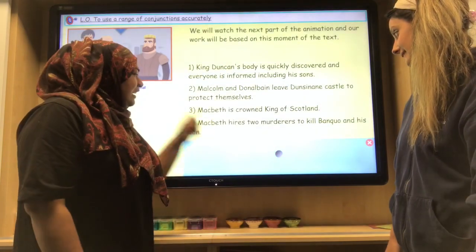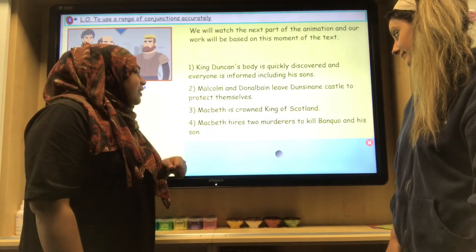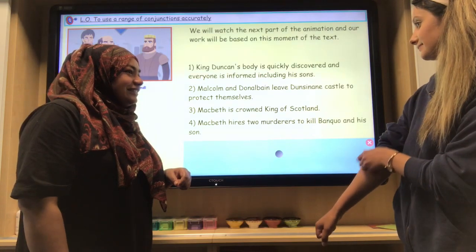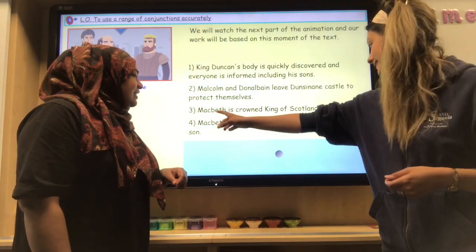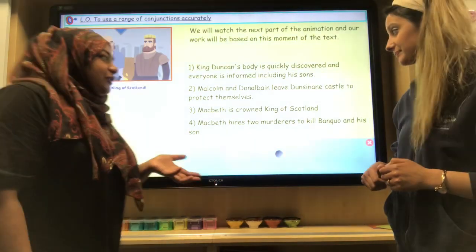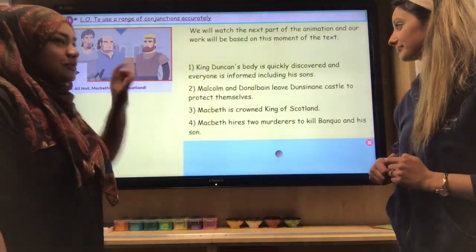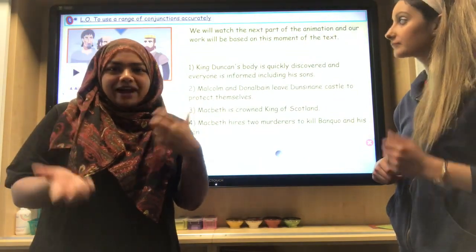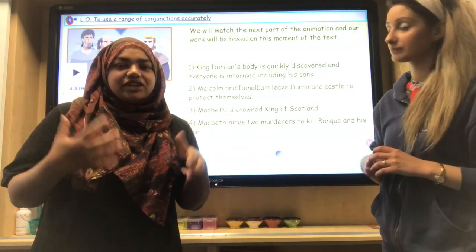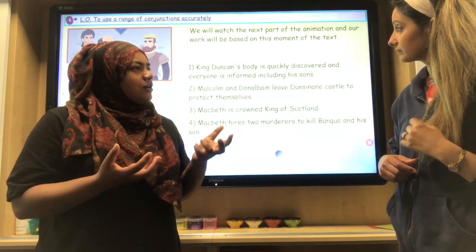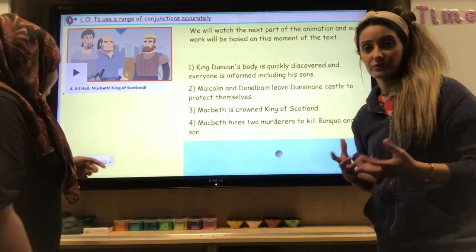Gale, why do you think Macbeth hires 2 murderers to kill Banquo and his son? Because in the prophecy, the witches prophesied that his son was going to become king. Yeah, brilliant. Macbeth didn't want that to happen, obviously. So not only has he murdered once, he's now on this spree of getting power and so on. So he is changing into a very greedy, power-hungry man. Yeah, very powerful. He wants that power.